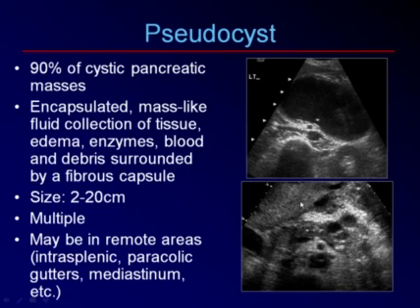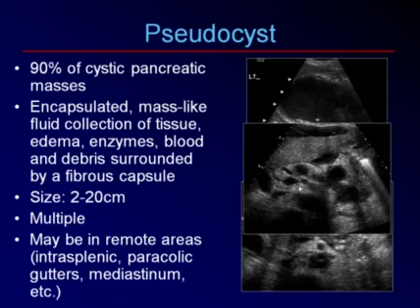Pseudocysts can range from small ones, 2 centimeters in diameter, to 20 centimeters in diameter. They can be multiple, as they were in this patient who had 1, 2, 3, 4 pseudocysts. They may occur in remote areas. Remember, the tail of the pancreas wedges its way into the splenic hilum, so the pancreatic enzymes can dissect into the hilum, into the spleen. You can have intrasplenic masses, collections. They can extend into the paracolic gutters. They can even extend into the mediastinum.